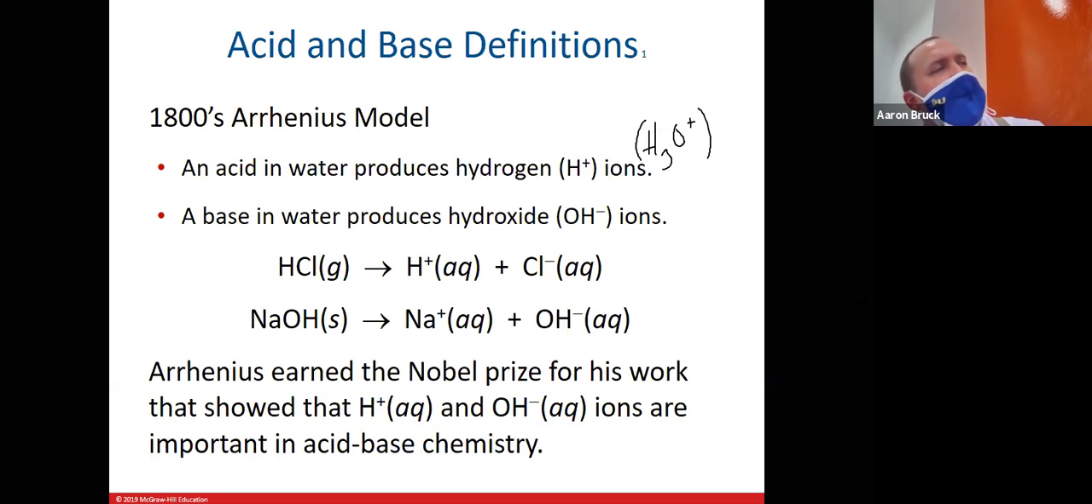And so if you think about the way that we've tried to identify acids and bases, remember back to nomenclature. We talked about acids as being substances that started with H. We've talked about bases as being substances that ended with OH. Those definitions were based upon this Arrhenius model. Hydrogens make H pluses, bases make hydroxides.